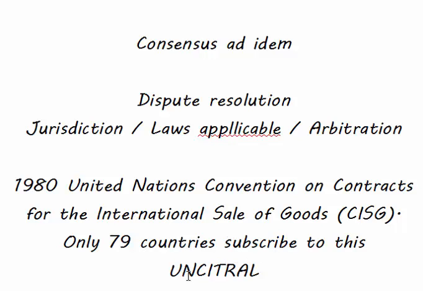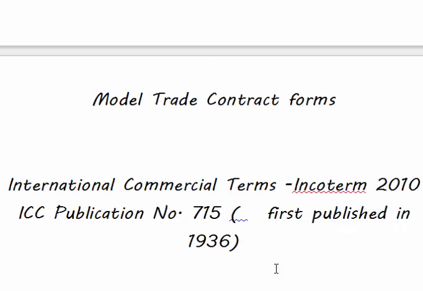You also have something called the UNCITRAL, the United Nations Commission on International Trade Law. This talks about the payment mechanism, especially negotiable instruments and related aspects for settlement of international trade. There are also model trade contract forms released by the United Nations to be used for easy understanding and standardization of the trade.